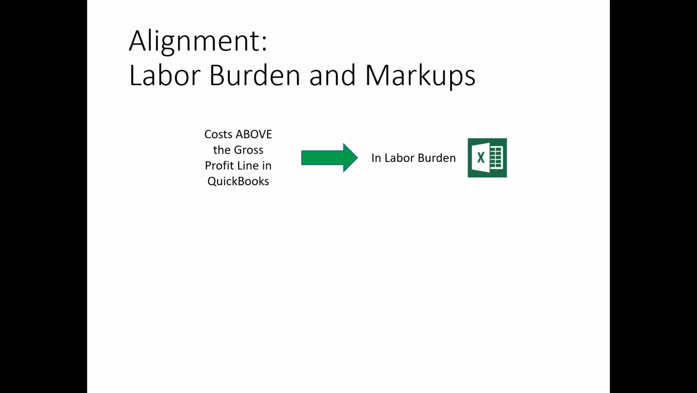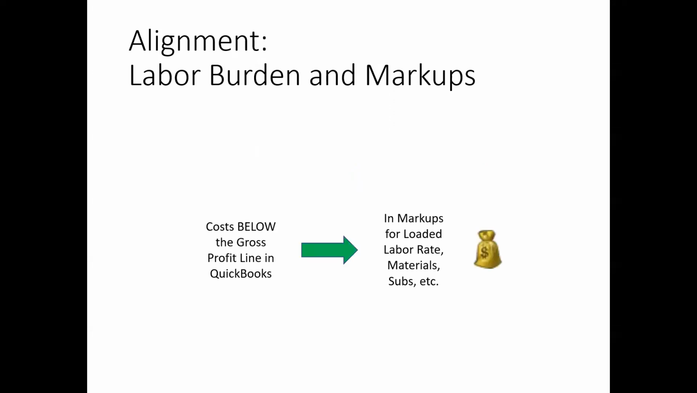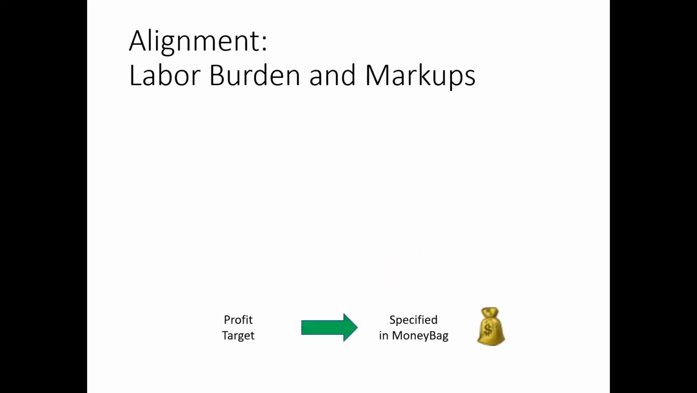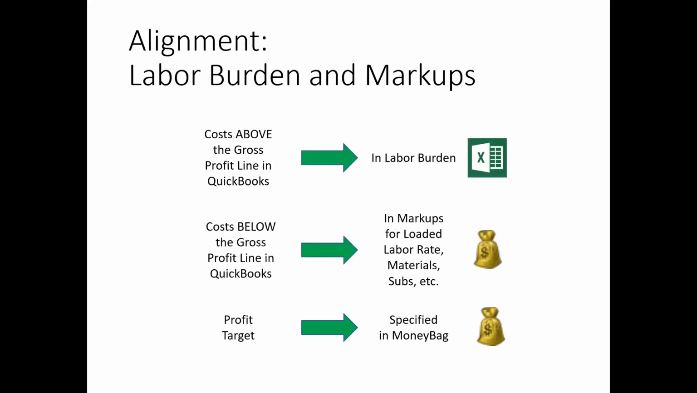If costs are below the gross profit line in QuickBooks, those costs are recovered through markups and in the money bag, like we discussed last week. And then the profit target is also specified in the money bag. So that's where things go. If they're above the line in QuickBooks, you've got to put them in labor burden. If they're below the line in QuickBooks, you recover those costs through markup. If you have something that's above the line in QuickBooks and you don't want it in labor burden, then just move it below the line in QuickBooks.